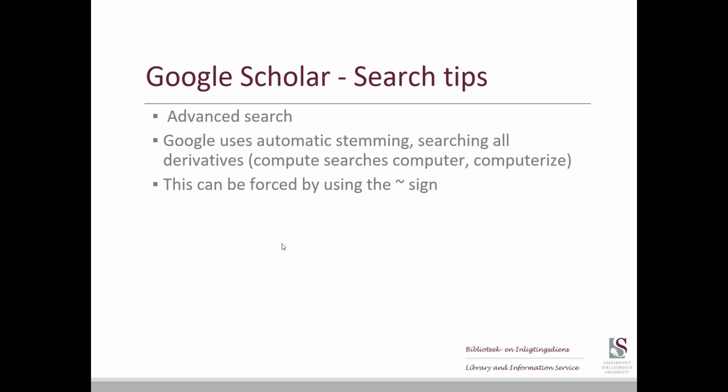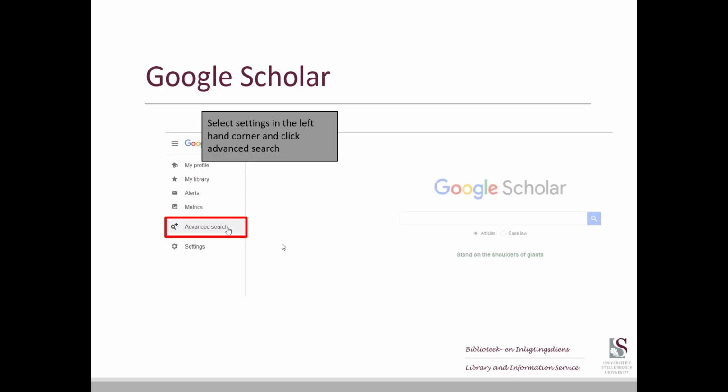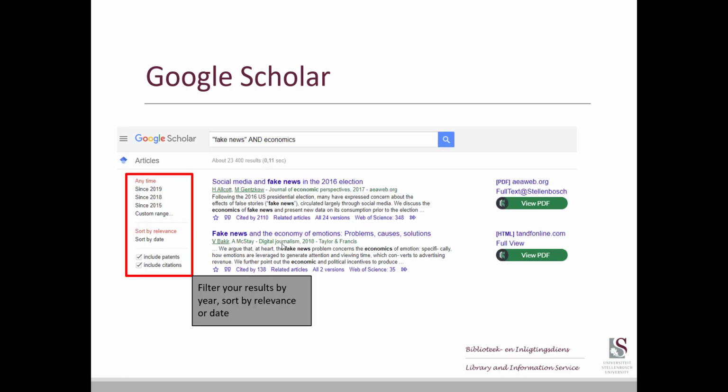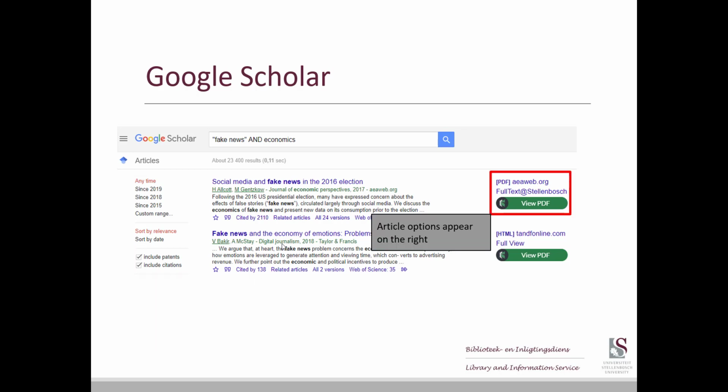So I'm just going to run over that again, just to re-show you everything in a more static way. In the left hand corner you can find the advanced search. You can select for specific authors, titles or specific years, as well as specific journals. You can filter your results on the left hand side once you've done your search as well. And then any article options will appear on the right hand side. The view might change a little bit depending on plugins and browsers.